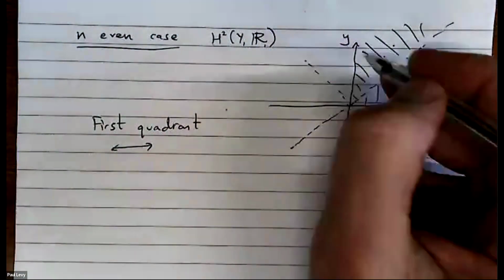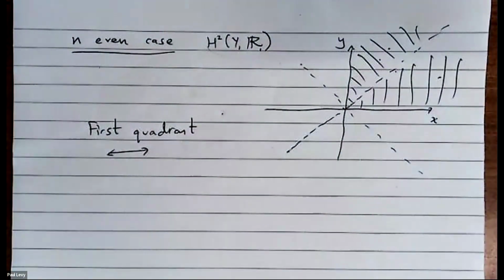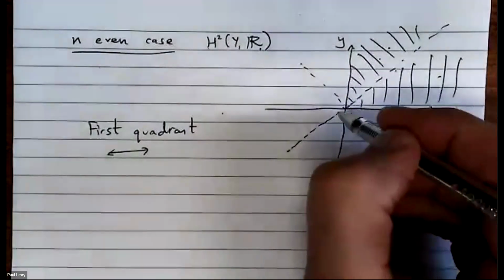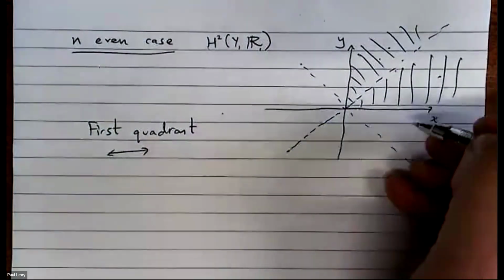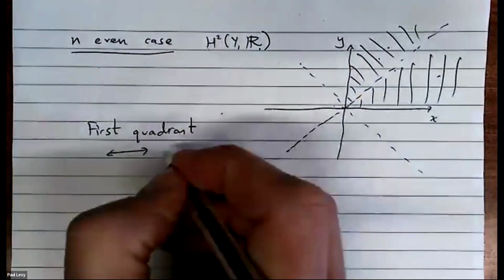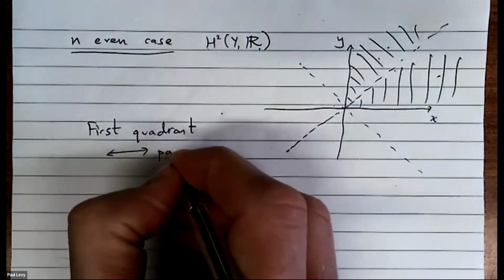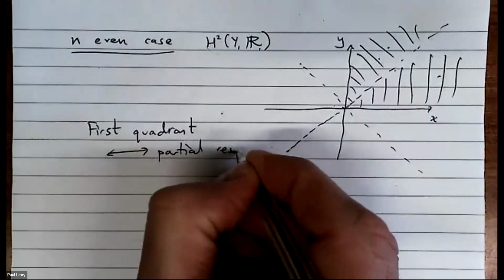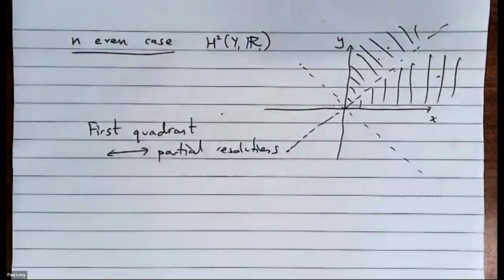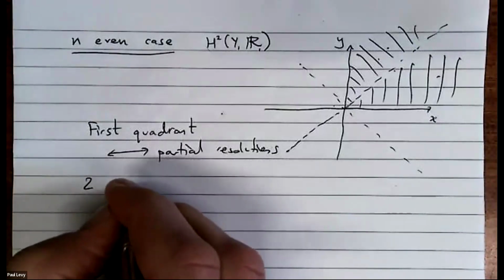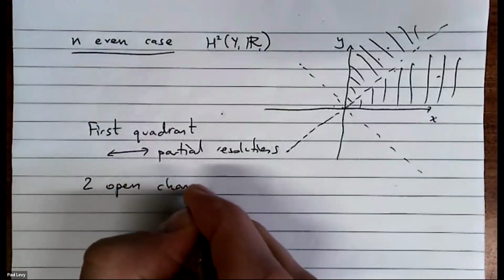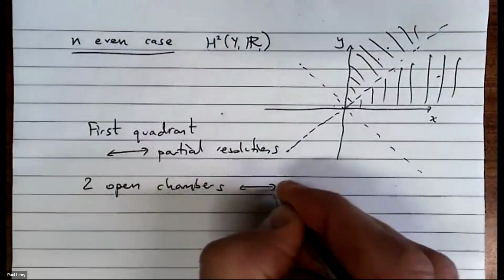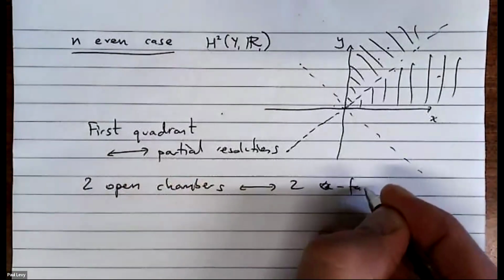And what about the partial resolutions which are not Q factorial terminal? So you have 3 walls. So the partial resolutions. And so we've got 2 open chambers, which gives you 2 Q factorial terminalizations.